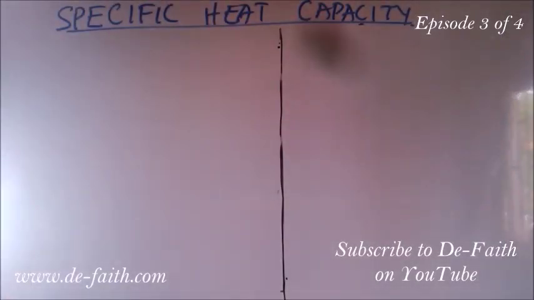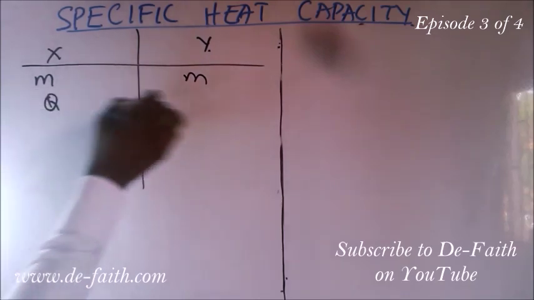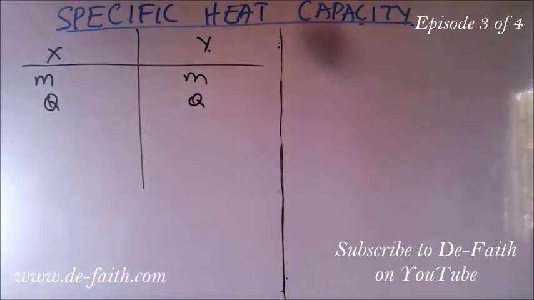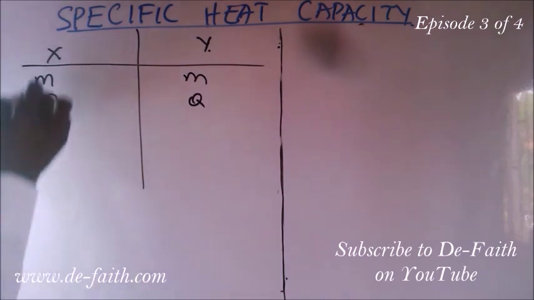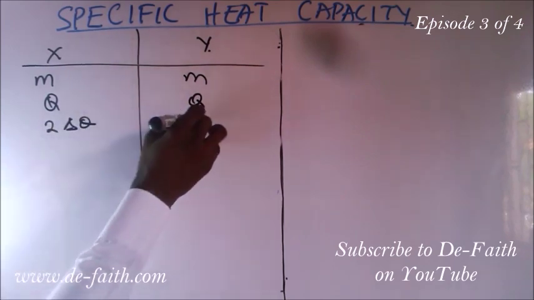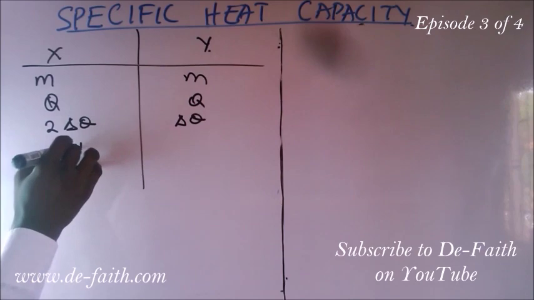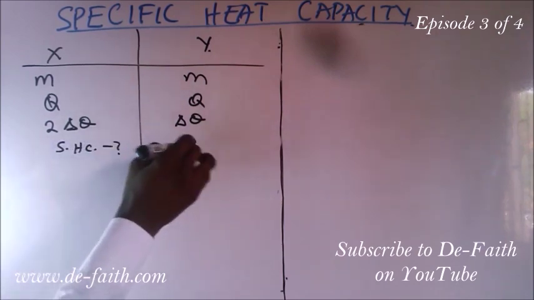Here, we have 2 liquids, X and Y, and they have the same mass. They are supplied with the same quantity of heat, meaning Q equal to Q. If the temperature rise in X is twice that of Y, that means the temperature rise in X is 2 times delta theta, and for Y it is still delta theta. Now we are asked to find the ratio of specific heat capacity of X. We are looking for specific heat capacity over here.